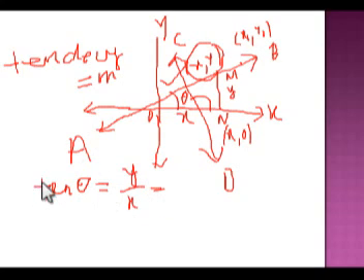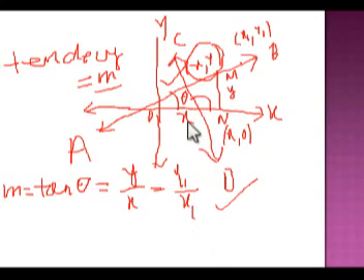Since you can calculate this, we can easily deduce the tendency, because the tendency is the tangent of the angle. So m is equal to tan theta, which is y by x. We don't know every point, but if one point is given on the straight line, this must be equal to y1 by x1. So you easily know the tendency. If you know the tendency, then we can easily calculate the equation of the straight line.